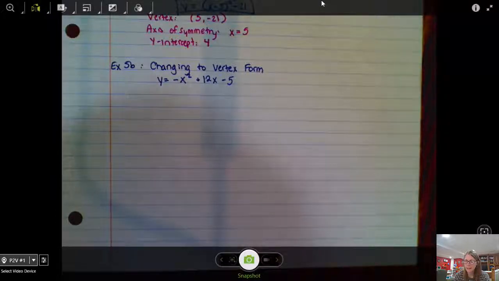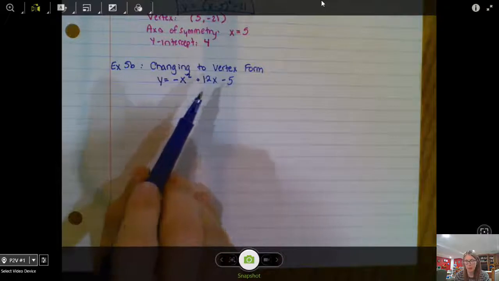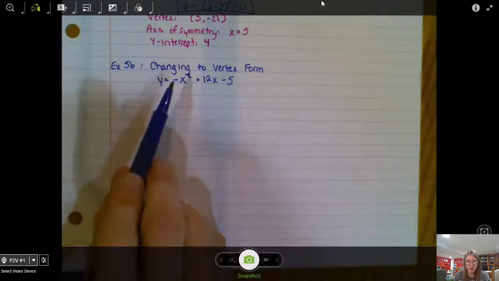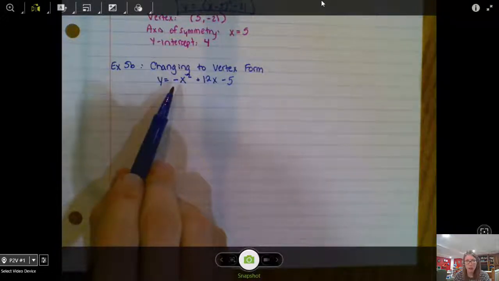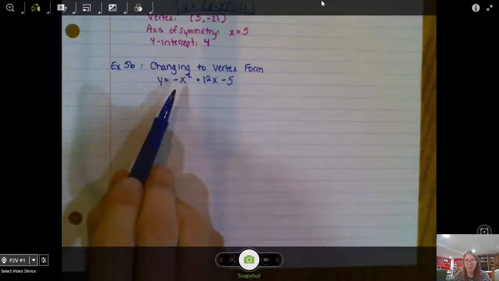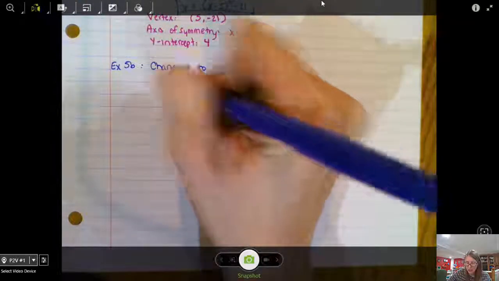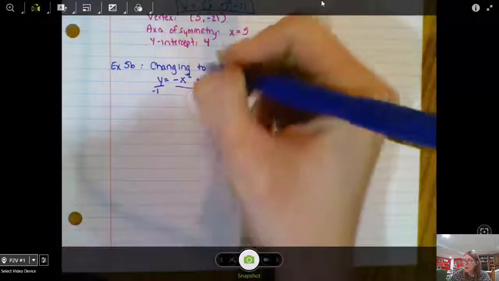Okay, we'll get a little more practice changing to vertex form, and in example 5b, I'm just going to change this function that's in standard form right now to vertex form. So this one's a little bit different than in example 5a though, because you notice this negative here, I have a negative x squared. And again, in order to complete the square, I need to have my a value being 1, not negative 1. So I guess before I do anything else, I need to divide both sides of my equation of my function by negative 1.